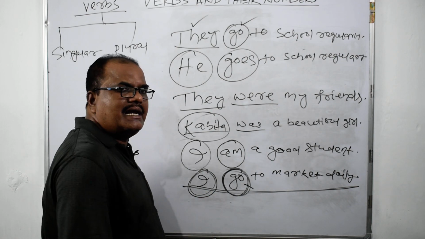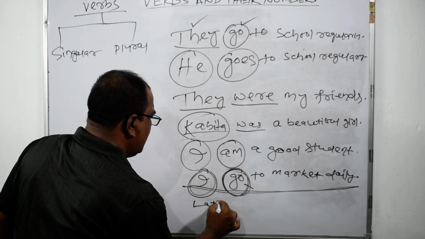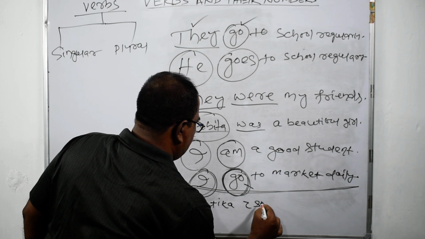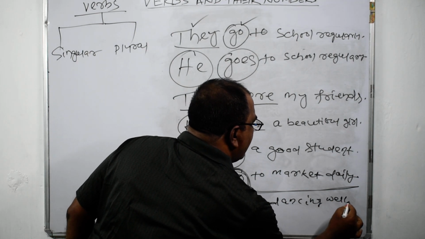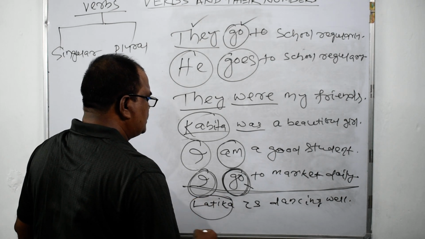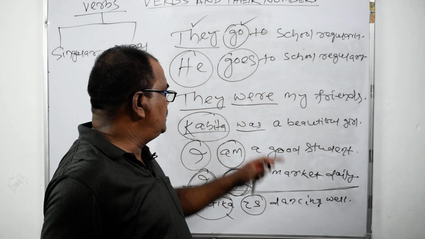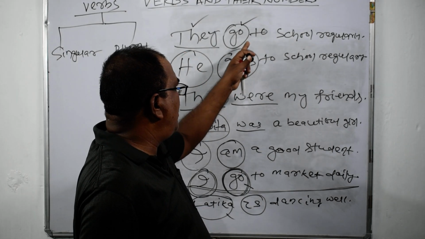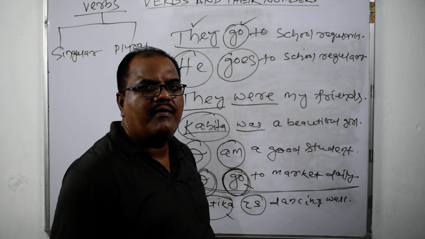And we can take another example. Latika is dancing well. Look at the sentence. Latika, third person. Therefore, the verb is also third person. From these examples, it is very clear that when the subject is singular, the verb becomes singular. When the subject is plural, the verb becomes plural.